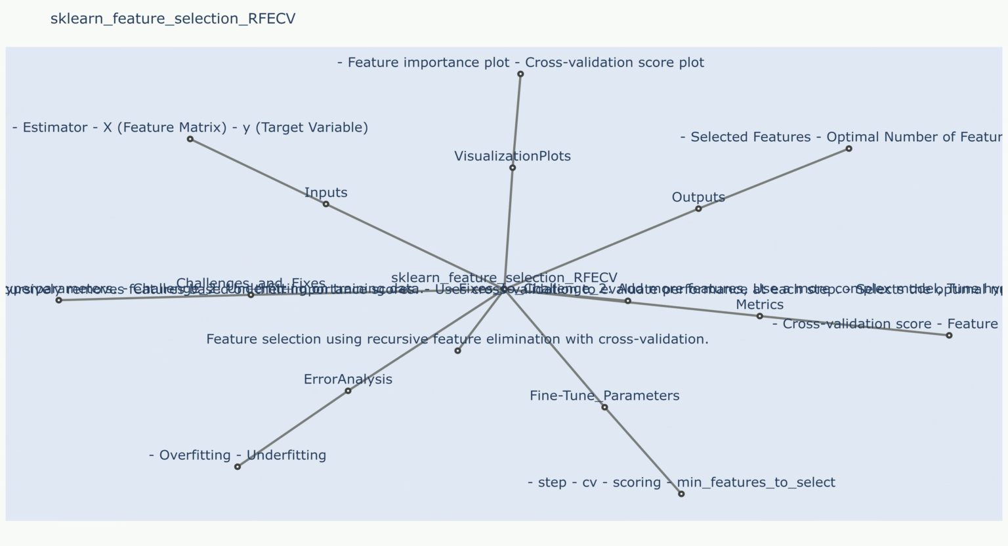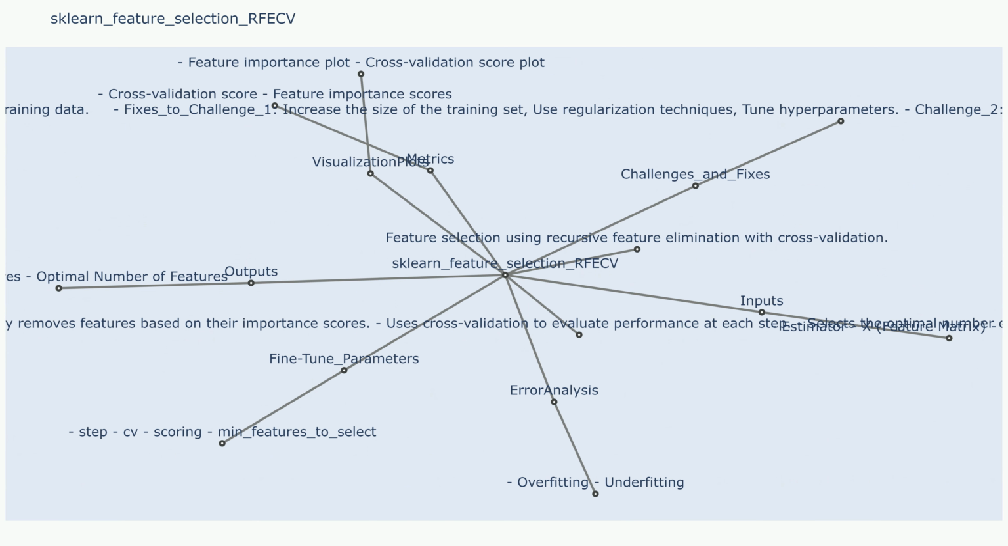Cross-validation: the remaining features are used to train and evaluate the base estimator using cross-validation. The scoring metric is used to assess model performance on each feature subset. Iteration: steps 2 and 3 are repeated recursively until a predefined stopping criterion is met. For example, the process may continue until the model performance starts to degrade significantly.